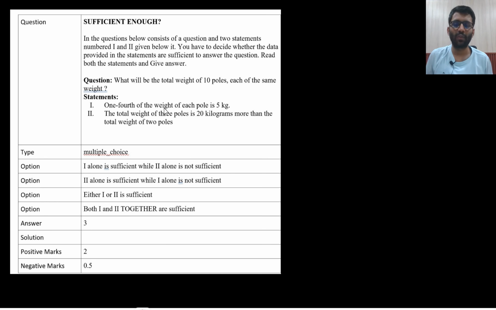One-fourth of the weight of each pole is 5 kg. That means each pole is 20 kg. And what will be the total weight of 10 poles? That would be 200 kg. So by using only this statement, I can answer this problem. So statement 1 alone is enough.